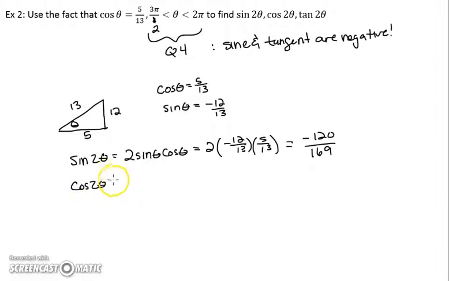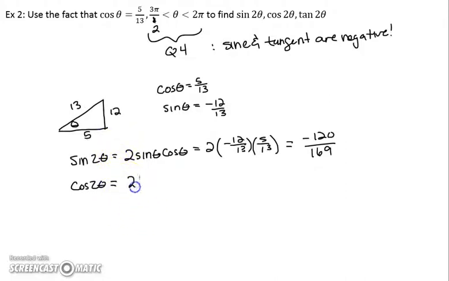Now we have three different options. All of them are going to be acceptable to figure out what cosine of 2 theta is. I would like to use one of the ones that deals with just sine or cosine. That way we don't have to have multiple things going on. And since cosine's positive, let's use that one. But again, any of the three formulas would work.